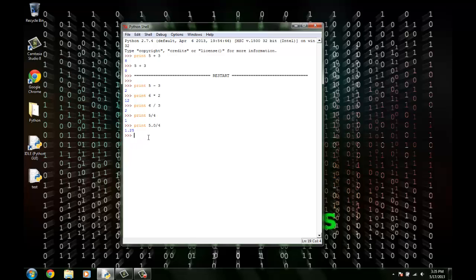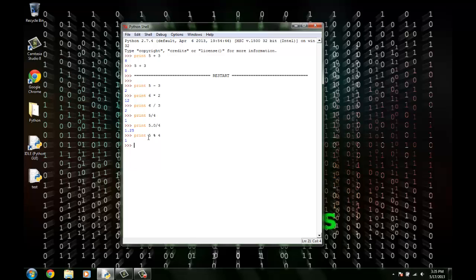That will lead us to another thing. What if we want to find the remainder of something? That is another sign. Let's say I want to find the remainder of 5 divided by 4. The sign for this is the percent sign, called a modulus. The percent sign is right above the 5, so press shift 5, and that'll give you your answer. So print 5 modulus 4. Enter. The remainder is going to be 1.